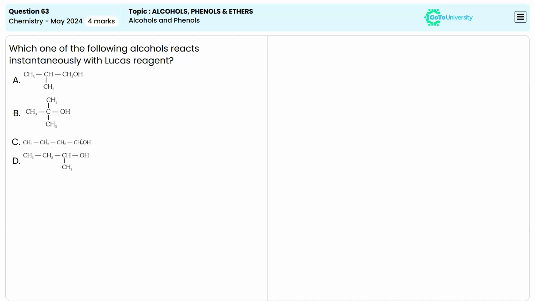First thing we have to know is what Lucas reagent is. Then only we can predict the product, right? So what do you mean by Lucas reagent? Lucas reagent is a mixture of anhydrous zinc chloride and concentrated hydrochloric acid. Okay, so this is called Lucas reagent.